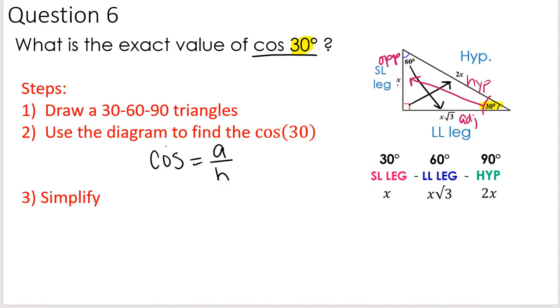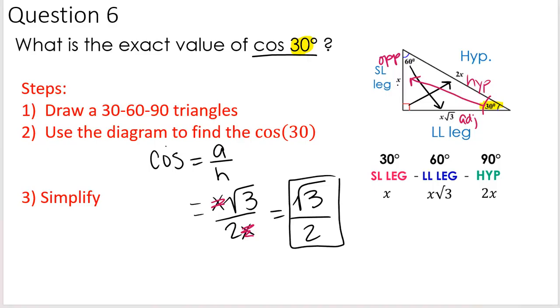So my A is x square root of 3, okay? And my hypotenuse is 2x. Okay, since you have an x on top and bottom, they're just going to cancel out. So what we have is square root of 3 over 2. And this is okay. Remember we talked about this in class? You can't have a radical, or that square root sign, on the bottom, but you can have it in the top, the numerator, okay?